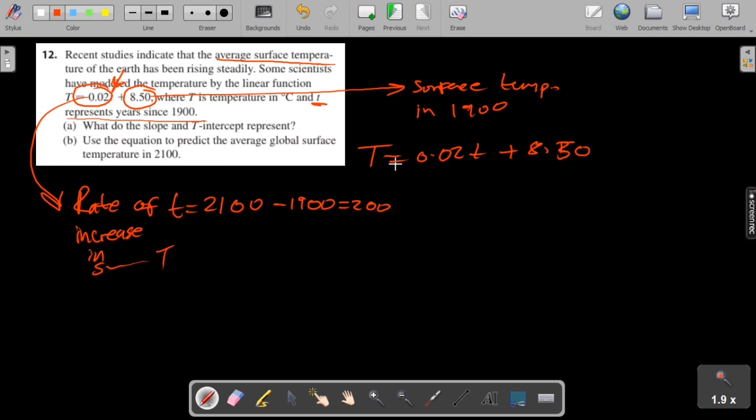We're going to take this 200 years and now predict the average global surface temperature, 0.02. Then we're going to substitute that 200 there and leave everything else as it is. If you do this, this should give you the temperature. Remember that T is in degrees Celsius, so it's important to write your units.